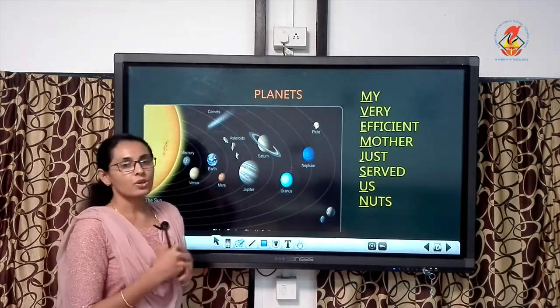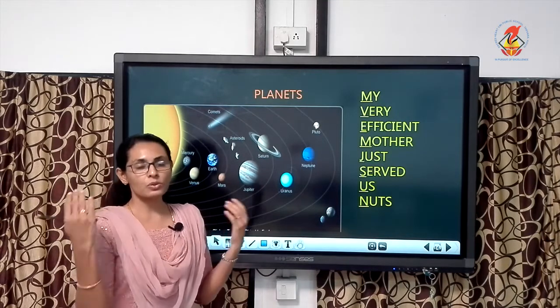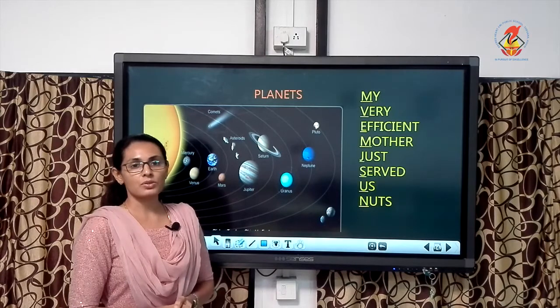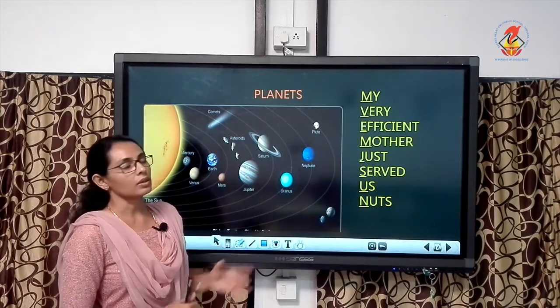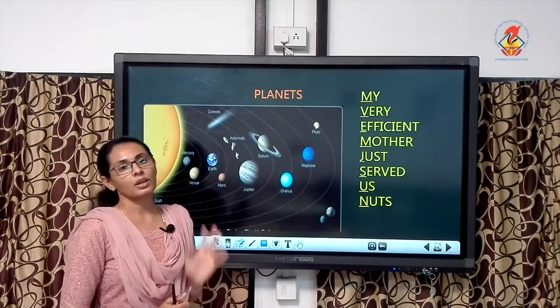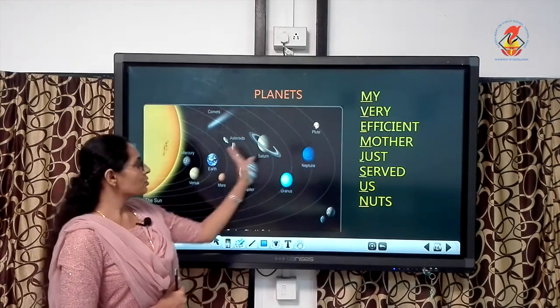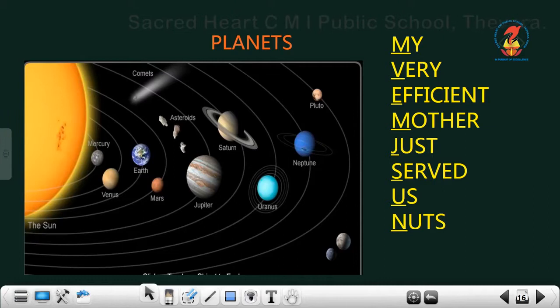Clear? Astronomers, you know who they are, those who study about the sky and all the things. Those who study about all these things, they are known as astronomers. So they found out that Pluto was not a planet. Understood? So these are the 8 planets. We know these are the planets' names, but sometimes it is very hard to study all the names. So there is an easy way for studying all these planet names.